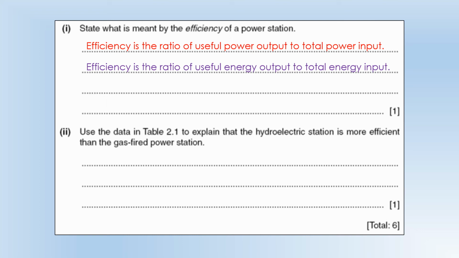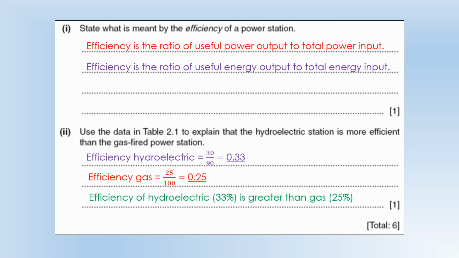So use the data in table 2 to explain that the hydroelectric station is more efficient than the gas. So let's do the calculation. For hydroelectric, we get 30 useful out of it, we put 90 in, which gives us an efficiency of 0.33. Gas, 25 over 100 gives us an efficiency of 0.25. So hydroelectric is clearly more efficient than gas.